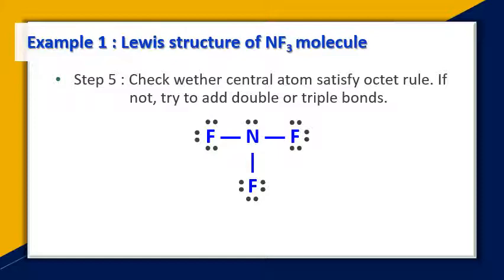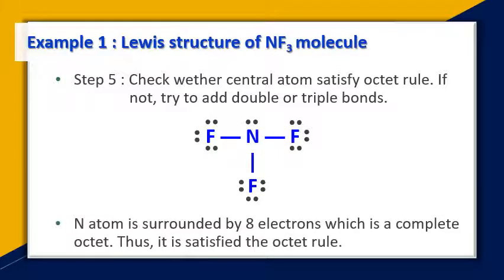Since each fluorine atom has 3 lone pairs and 1 bonding pair, that shows the fluorine atom is surrounded by 8 electrons. This satisfies the octet rule. While the nitrogen atom with 3 bonding pairs and 1 lone pair shows the nitrogen atom also has 8 electrons. So this also satisfies the octet rule. Therefore, this molecule has achieved octet configuration and satisfied the octet rule.